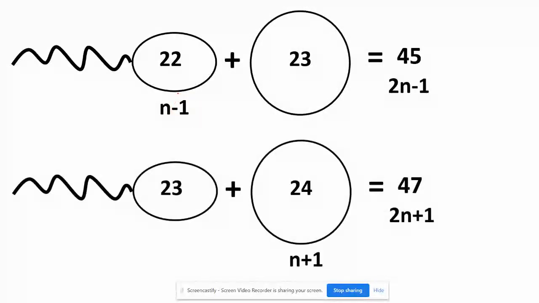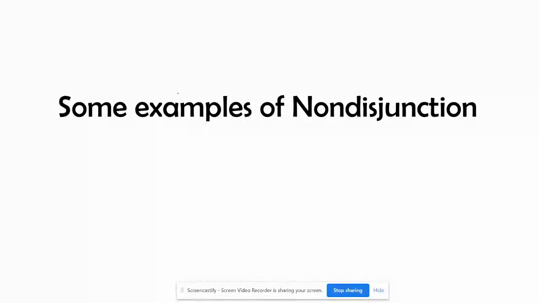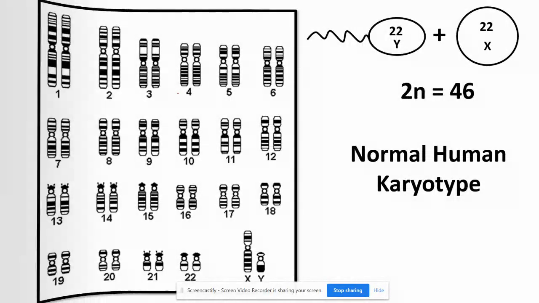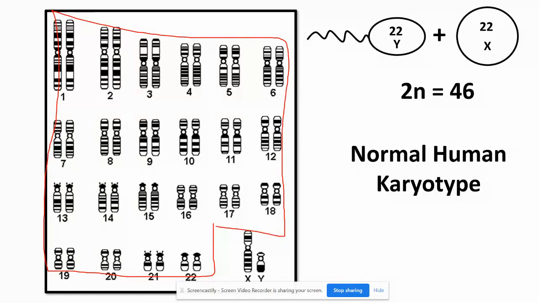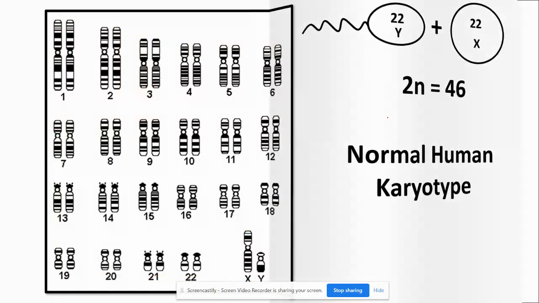Okay, so let's look at some examples of karyotypes showing non-disjunction. Here's a normal karyotype. We can see we have two of all of our autosomal chromosomes and two sex chromosomes, an X and a Y. So 2n equals 46 here. Now, as we just mentioned, monosomy is where you are missing just one chromosome. So maybe here, one copy of this autosomal chromosome was missing. That would be monosomy.